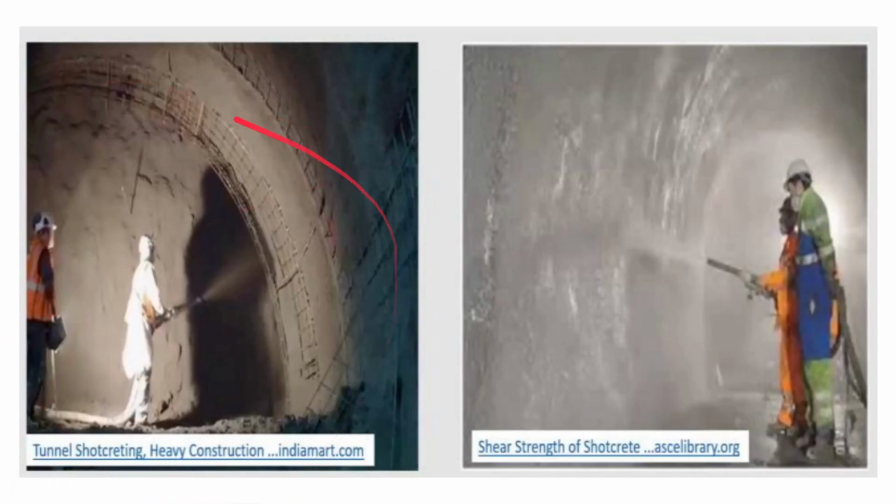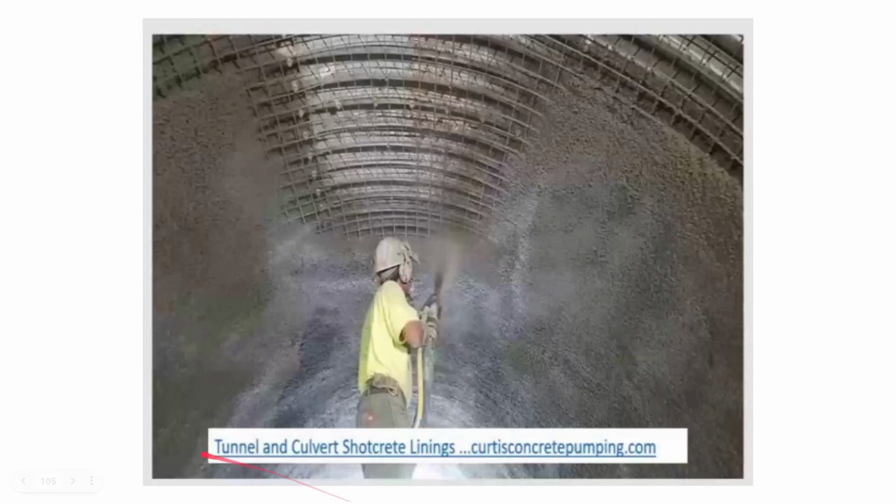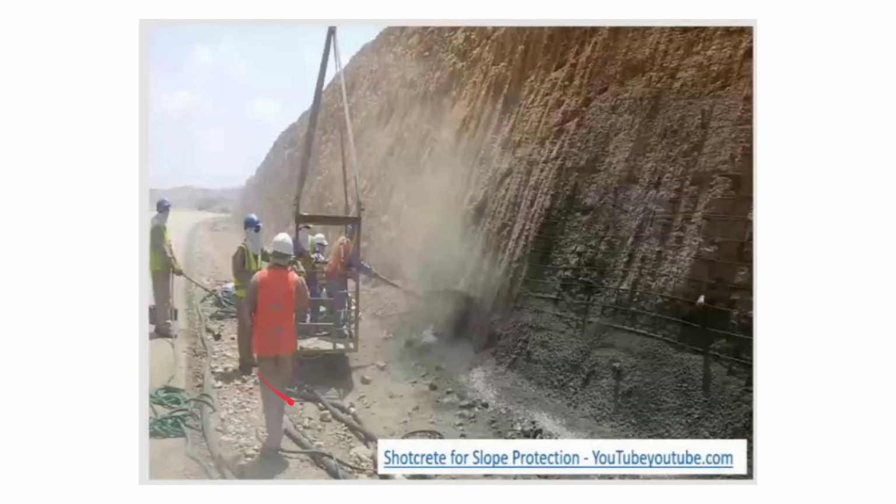Here you can see examples of tunnel shotcreting. Here infrared curing is used, as we studied initially. This is hollow, so infrared curing is a very good idea for curing. Tunnel shotcreting is mainly used in heavy construction, and here they have poured shotcrete for shear strength. Shear strength has been increased by using the method of shotcreting. Here are tunnel and culvert shotcrete linings, and shotcrete on a slope, done for protection of the slope.